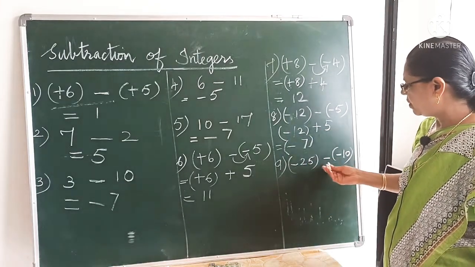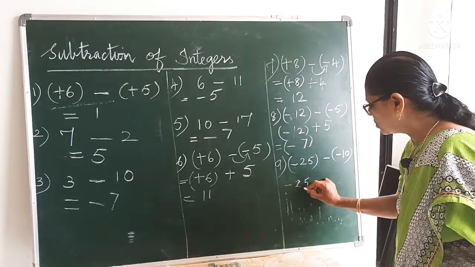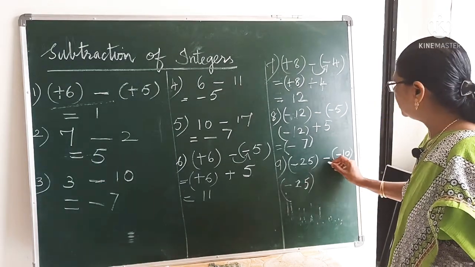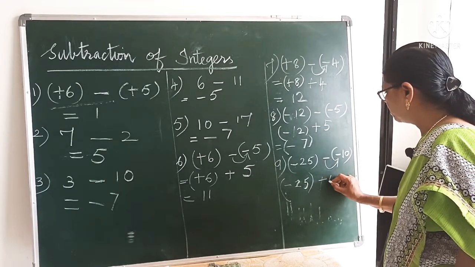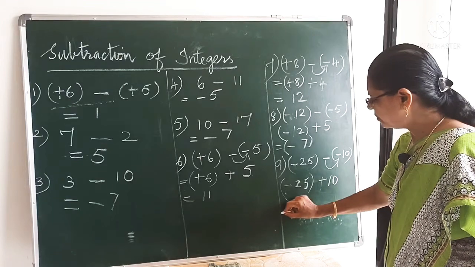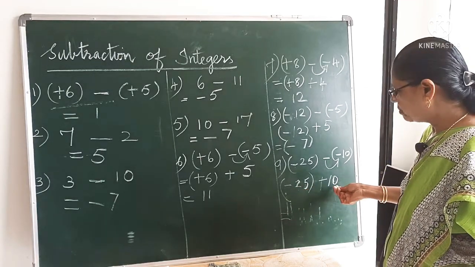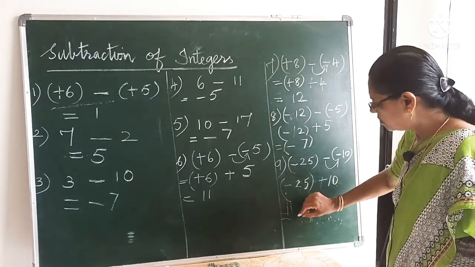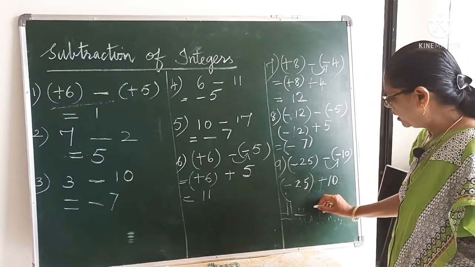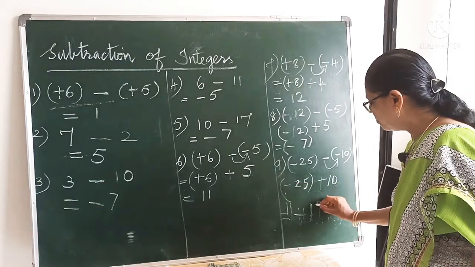Next, minus 25 minus minus 10. Copy down the first integer, minus 25. And then minus into minus is equal to plus 10. So one is negative and one is positive. You have to add these two. So put the sign of the bigger integer and find out the difference. Difference between 25 and 10 is 15.